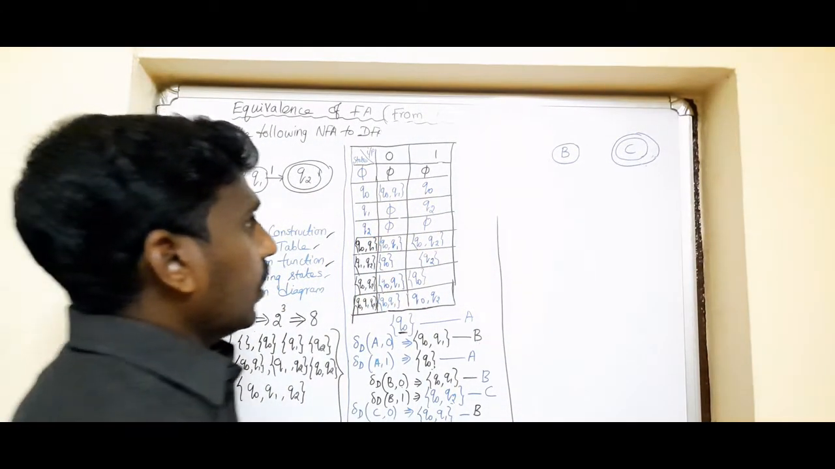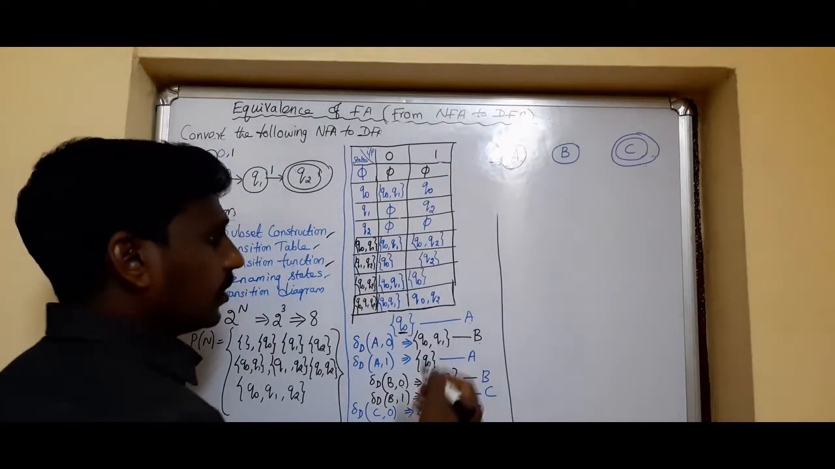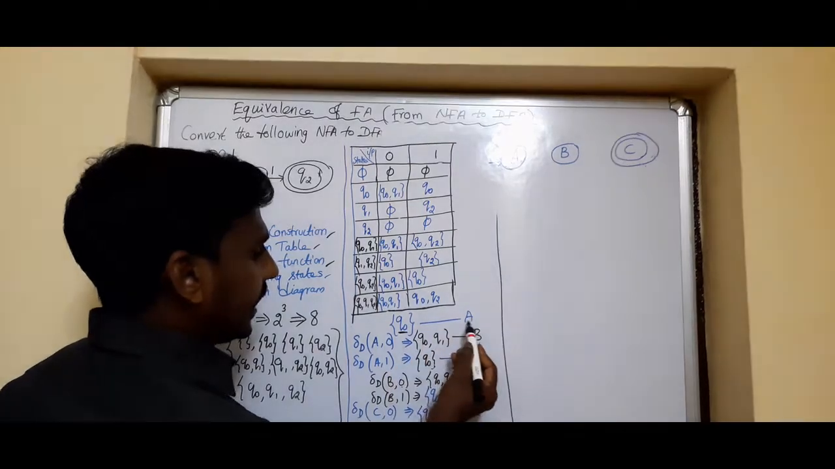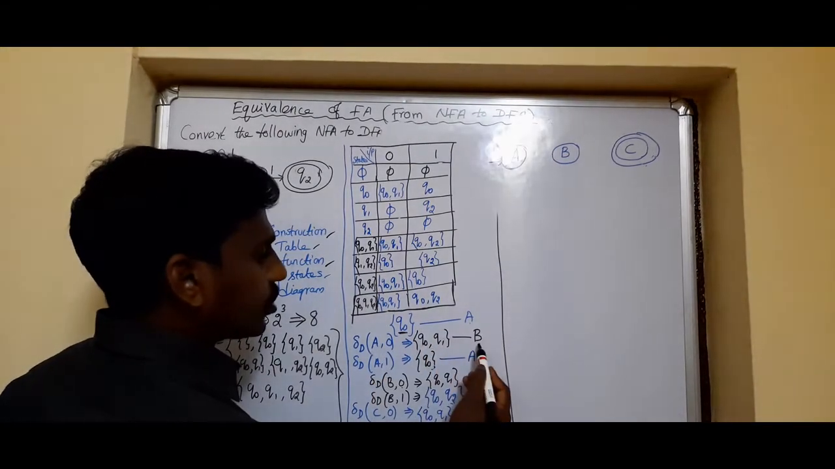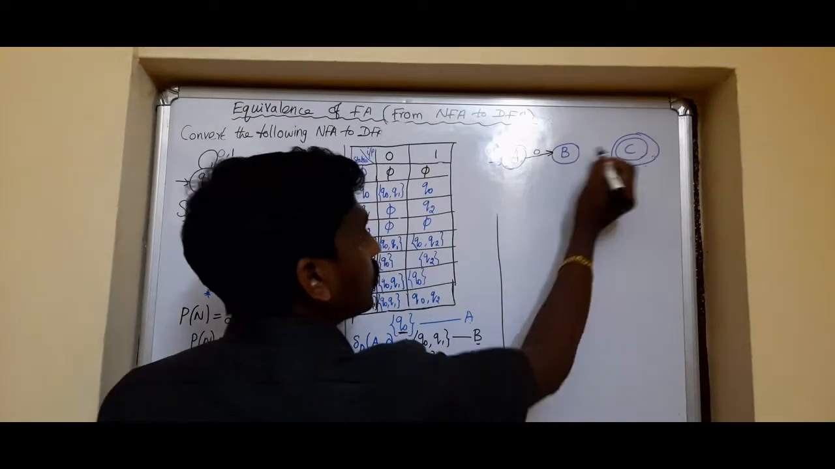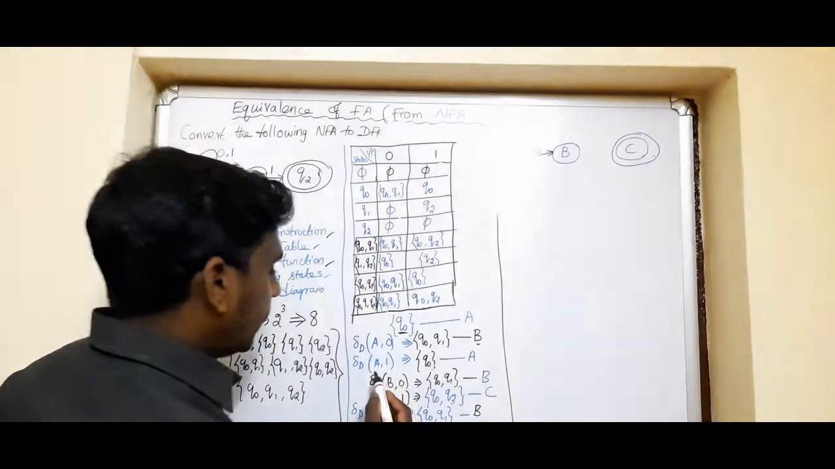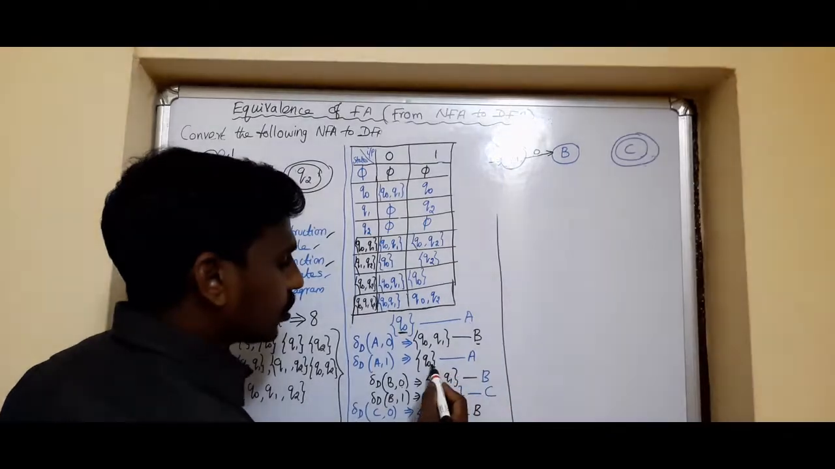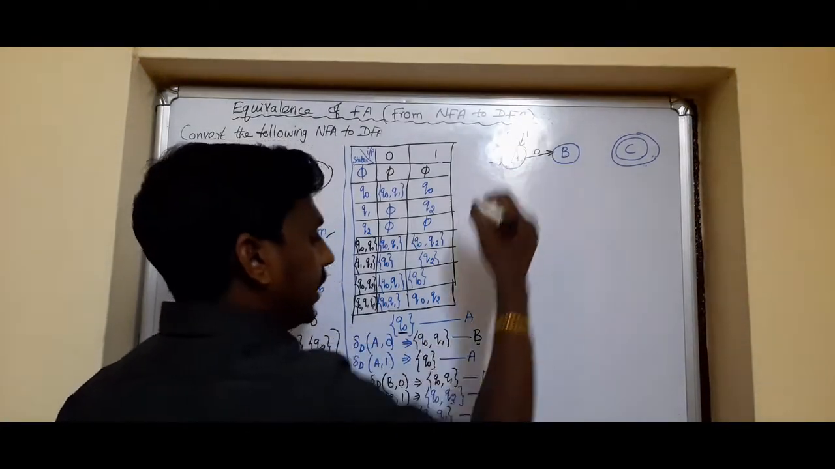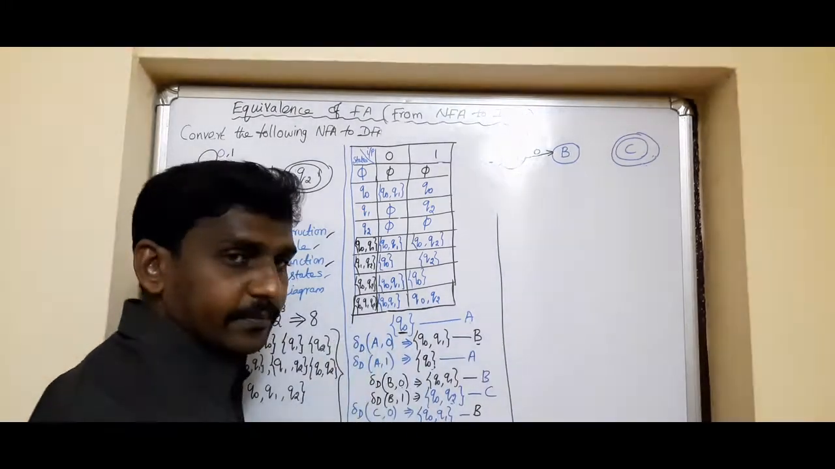Now I have to draw the transitions, right? So what is Q0? That means A comma 0. A comma 0, where does it go? B. So A reads 0 and goes to B. Okay. And A comma 1: A reads 1 and goes to A. So like this, A reads 1 and goes to A.